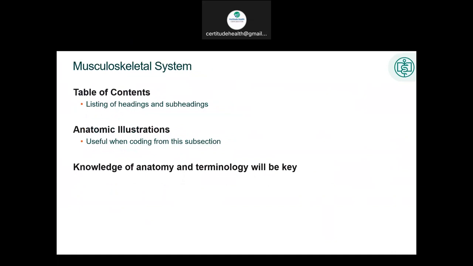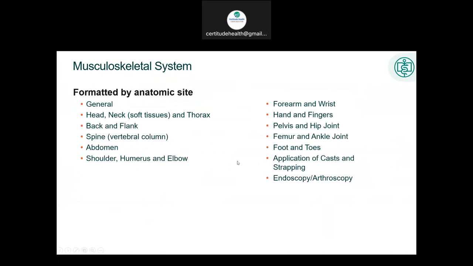Really use page 131 in your CPT book. Really use your table of contents and your anatomic illustrations. They're going to be useful for helping you code from subsections. Having a good knowledge of anatomy and terminology is going to be really helpful as well. So let's take a look at the CPT book. In your CPT book, the table of contents for the musculoskeletal system starts on page 131. First there is an illustration of a skeleton. Obviously that's not all 206 bones, but it's very helpful. You have other illustrations in the front of this book, in your HCPCS level 2 book, and in your ICD-10-CM book. It starts out with a general listing of procedures.